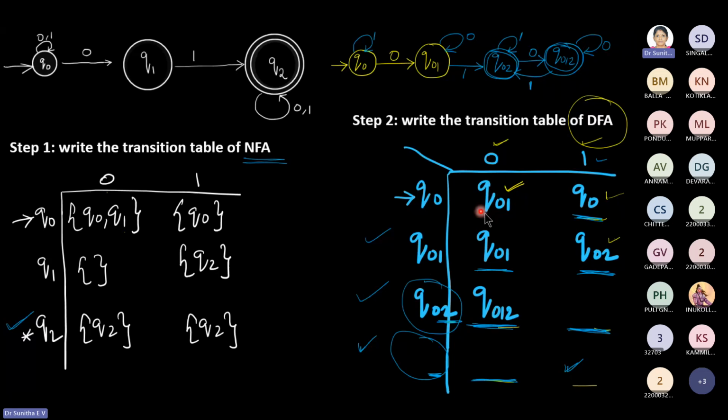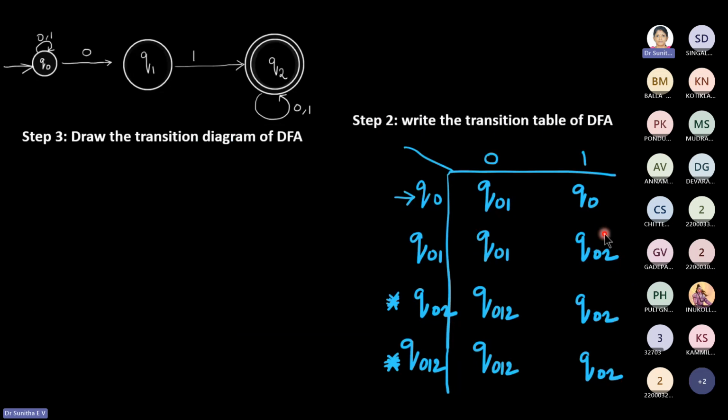Whenever we get a new state, the transitions for that state should be defined. So here I got Q01, and in the next step I am going to define the transitions for Q01. Once the transition table is complete, we go for the transition diagram of the DFA. From the transition table, we can draw the transition diagram.